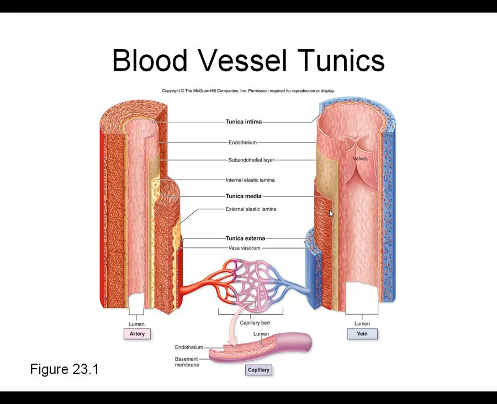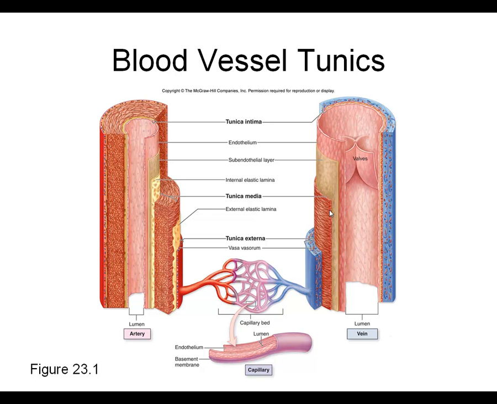Let's talk about the layers that make up the blood vessels. We'll see that we have different layers: outer layer, middle layer, and inner layer. Well, anatomists like fancy terms, so we're not going to call them outer layer, inner layer, and middle layer. We're going to call them tunics.